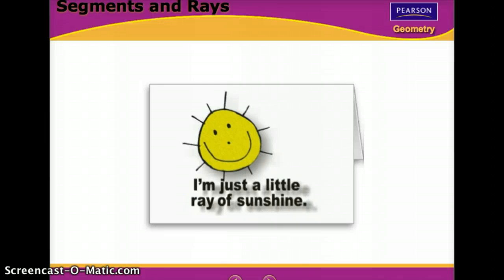Has anyone ever told you that you're a ray of sunshine? What does that mean? Does that mean you're happy and full of sunshine? What if they were to say you're just a segment of sunshine? Now that wouldn't be very nice. But what is the difference between a ray and a segment?